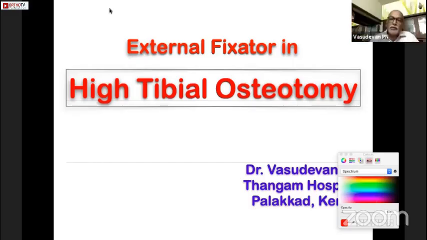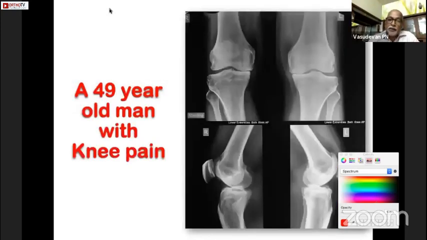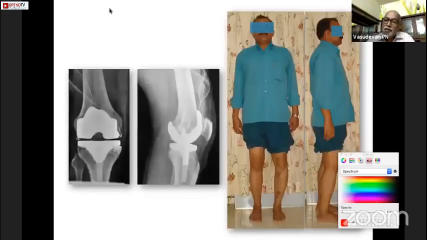The topic is the role of external fixators in tibial osteotomy. I think I'll mostly concentrate on the clinical cases. Just look at this 49-year-old man with medial knee pain and a reasonably good-looking knee joint for a 49-year-old man. He came with this.